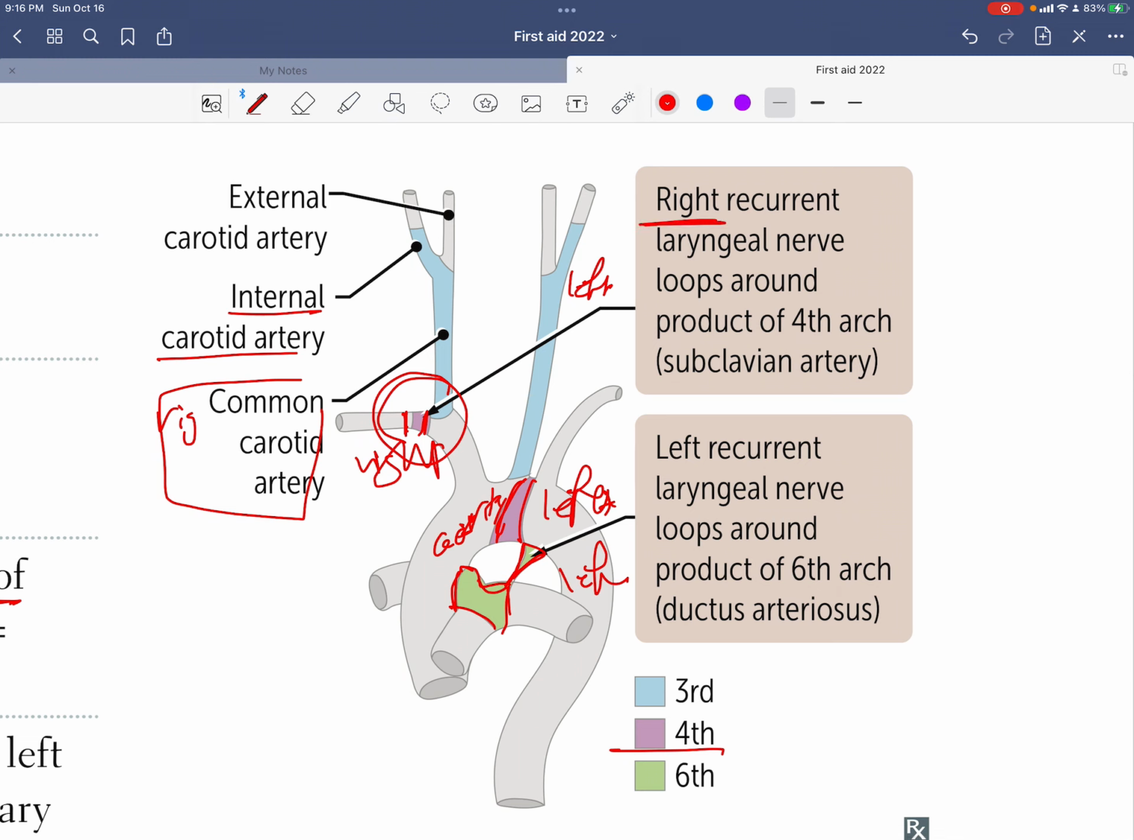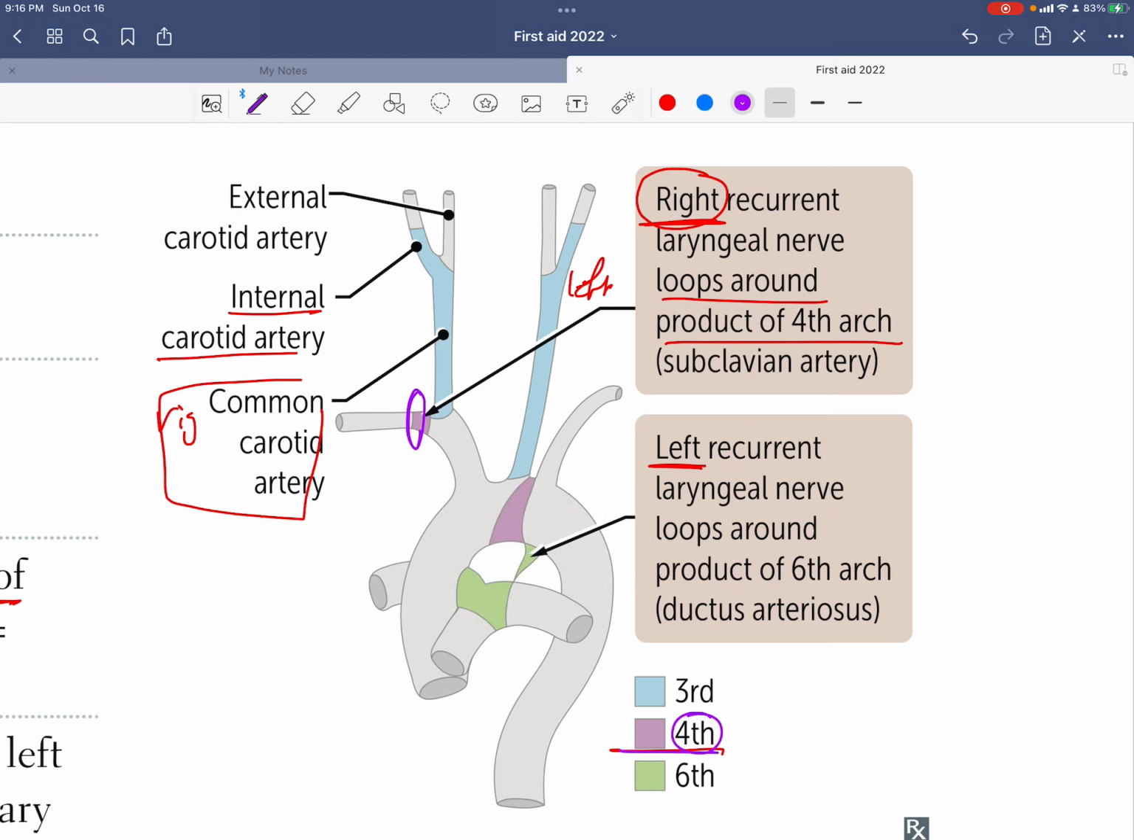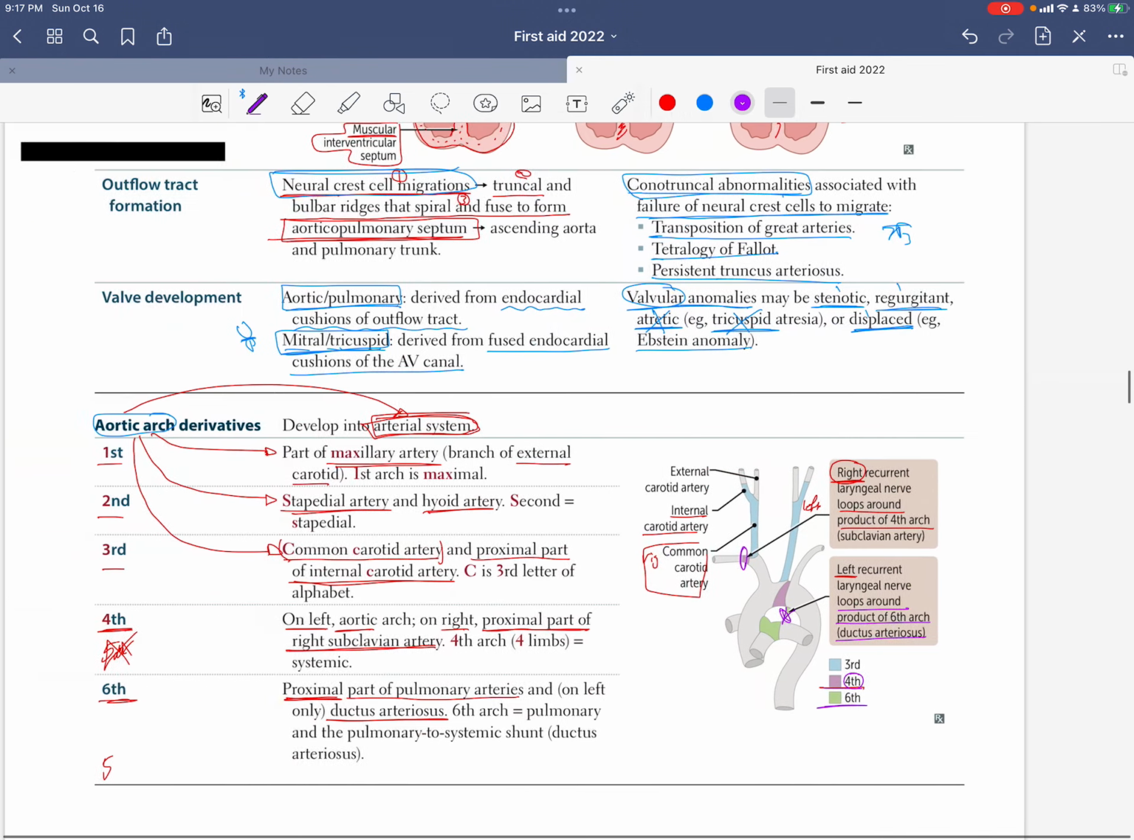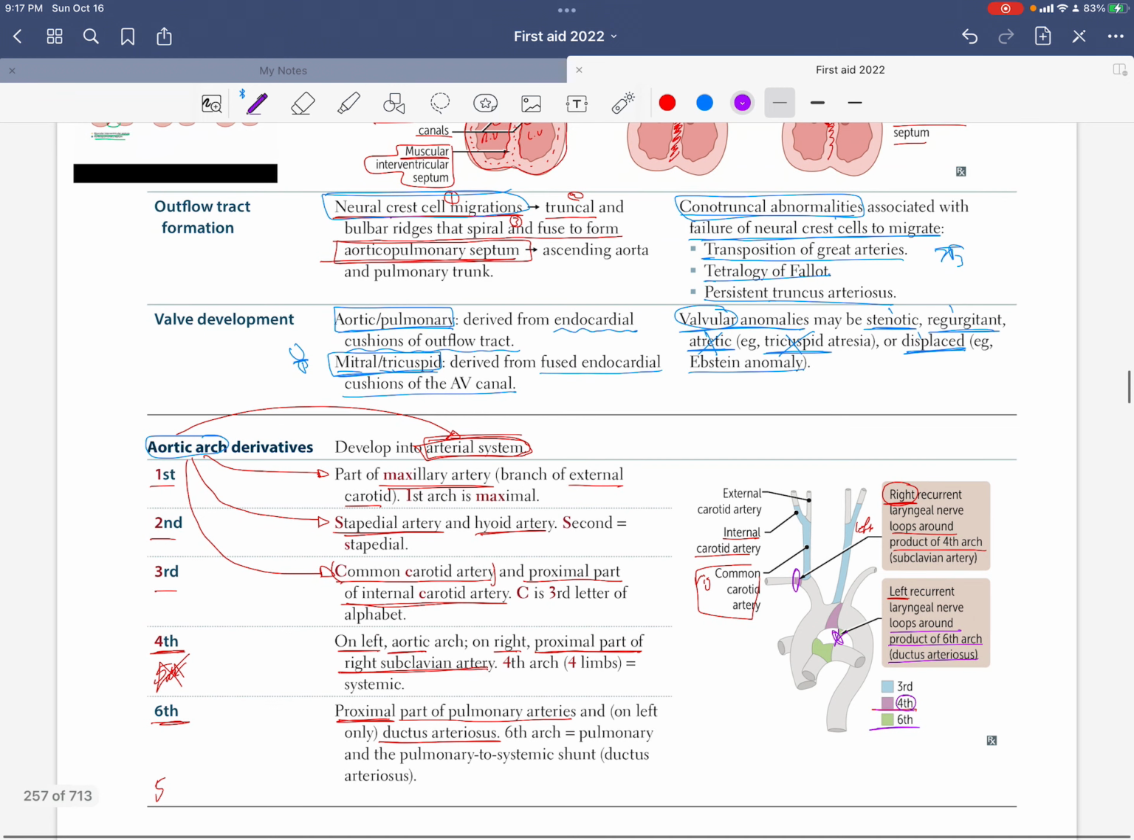So we know that in nerves we have two nerves: the right recurrent laryngeal nerve and the left recurrent laryngeal nerve. For the right, it normally loops around the product of the fourth arch. So in normal conditions, the right recurrent laryngeal nerve would loop around this part, and that is the product of the fourth derivative, while the left recurrent laryngeal nerve in normal conditions will loop around the product of the sixth arch, which is the ductus arteriosus. So it would loop around here somehow, and this part, as we said, is part of the sixth derivative.